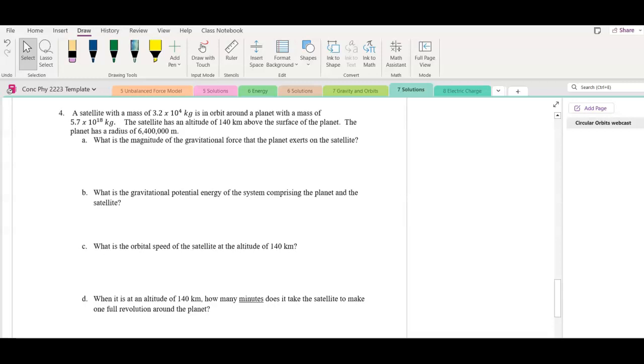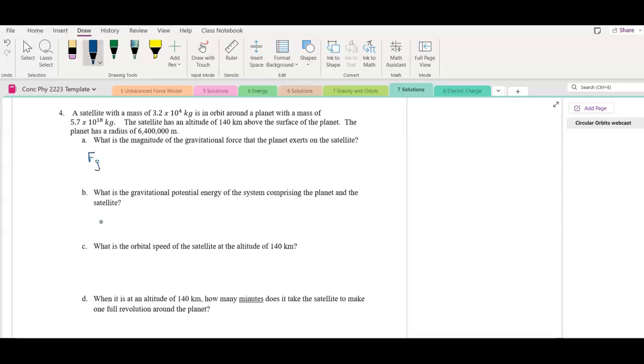Okay, and let's do the last problem here. Here we've got a satellite, and they're giving me its mass. It's in orbit around a planet, and they're giving me the mass of the planet. They're saying that the satellite has an altitude of 140 kilometers above the surface of the planet, and then they're giving me the radius of the planet. So first they're saying, what's the magnitude of the gravitational force that the planet exerts on the satellite?